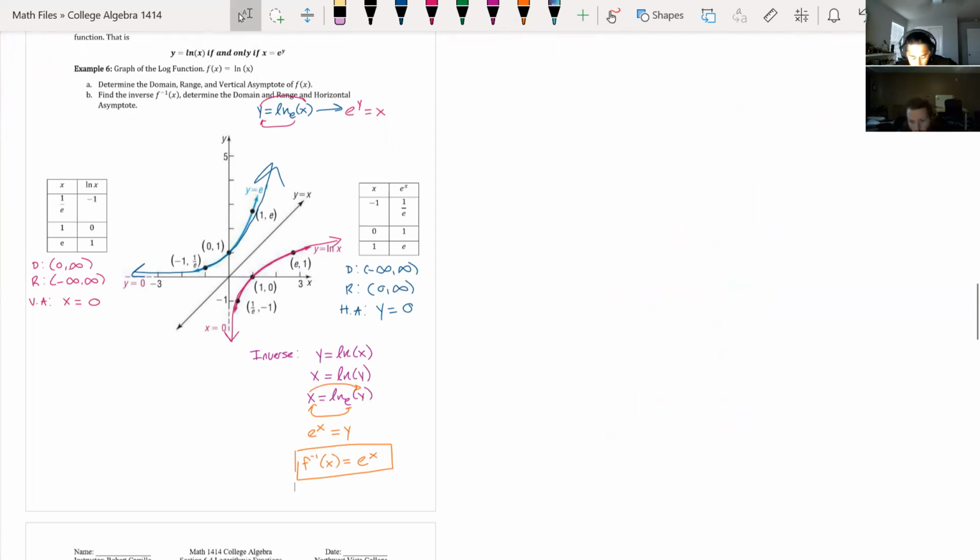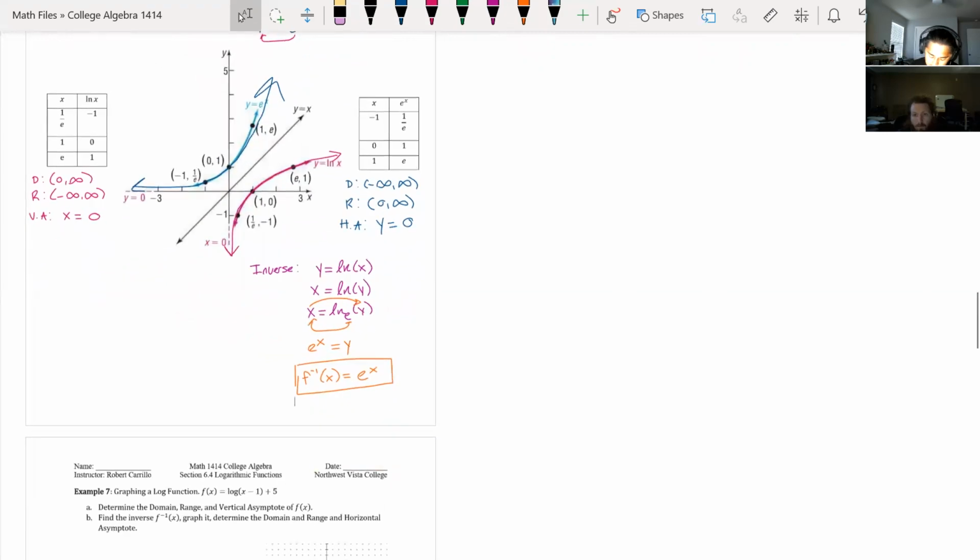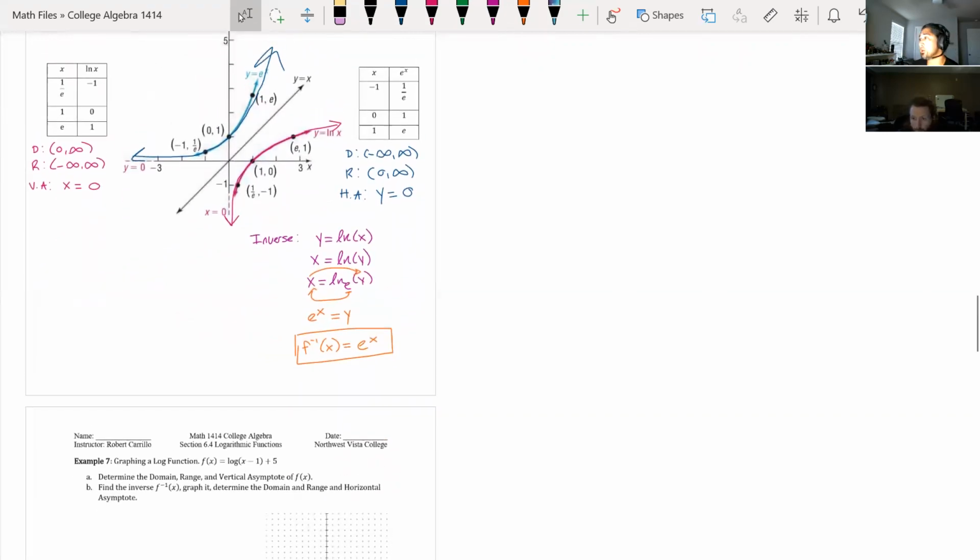Okay, so we have common log, natural log. Any questions so far? I think the next ones we are graphing.